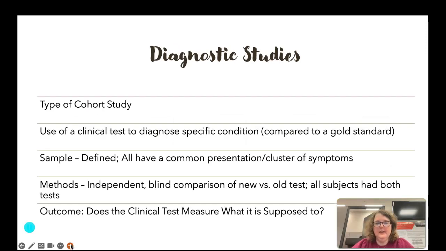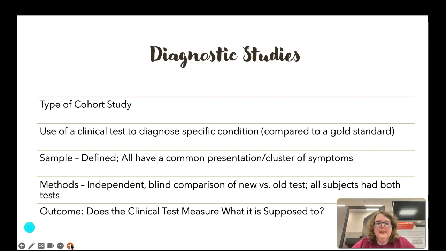We also have diagnostic studies. Diagnostic studies are a type of cohort study. These look at the use of a clinical test to diagnose a specific condition compared to a gold standard. For example, we might look at a Lachman test, which is a test for ACL tear, in comparison to an MRI, which is the gold standard.